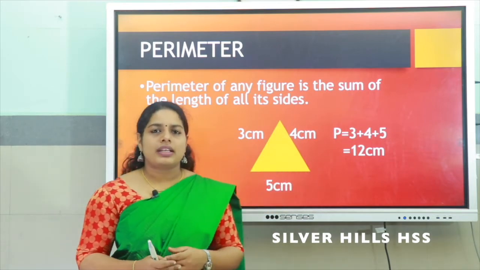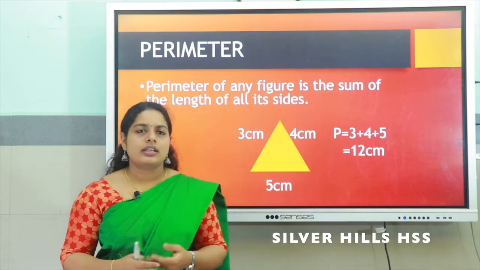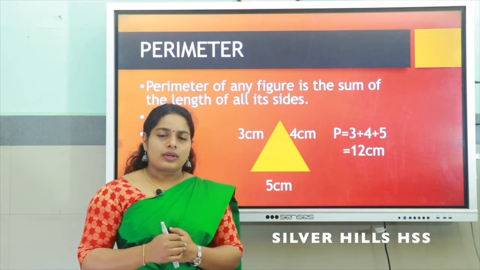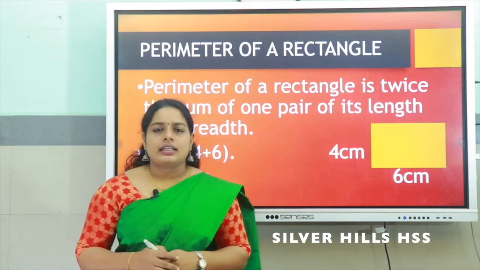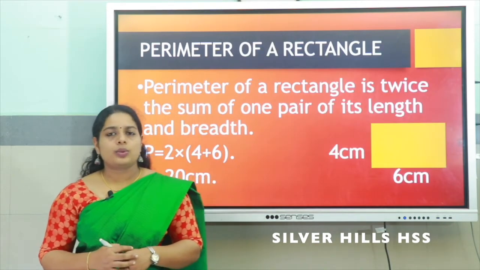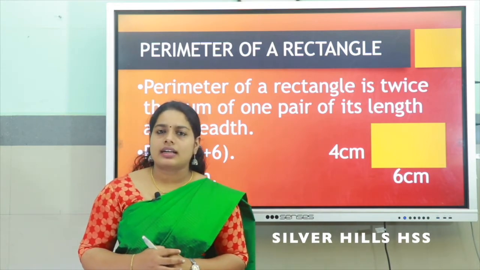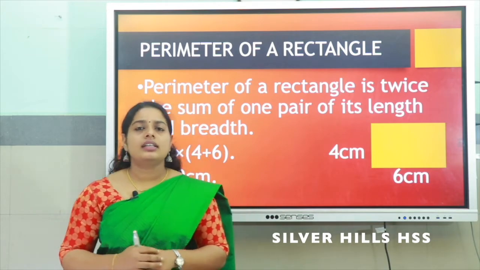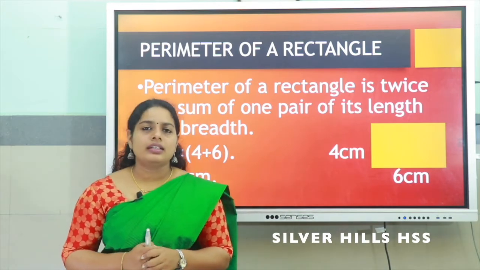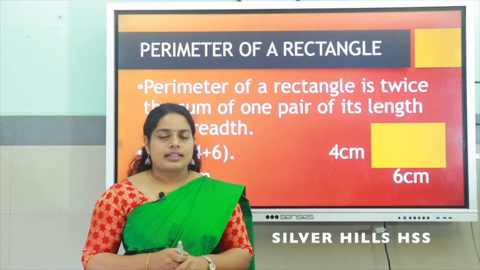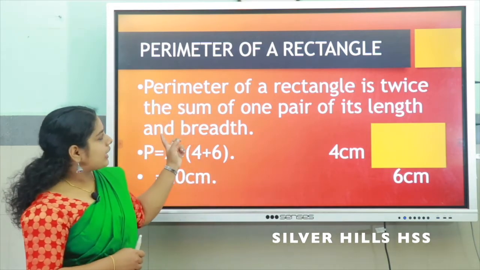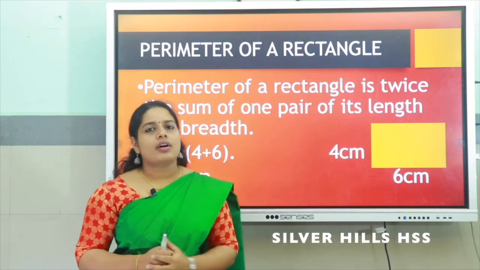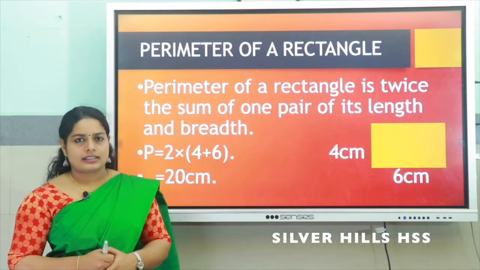Similarly, we can find the perimeter of rectangles and squares by adding all the 4 sides of that rectangle and square. Next is perimeter of a rectangle. So we know that we can find the perimeter of a rectangle by adding all the 4 sides. Apart from that, we have another formula for finding the perimeter of a rectangle. That is, perimeter of a rectangle is twice the sum of one pair of its length and breadth.